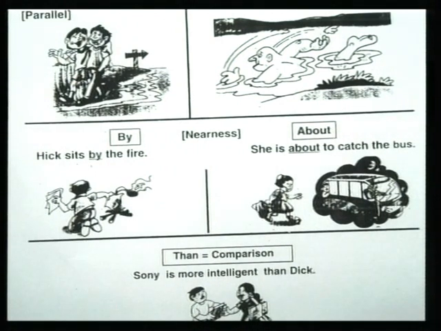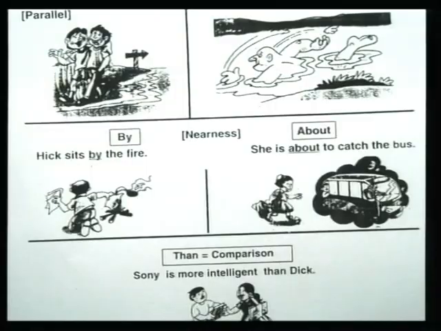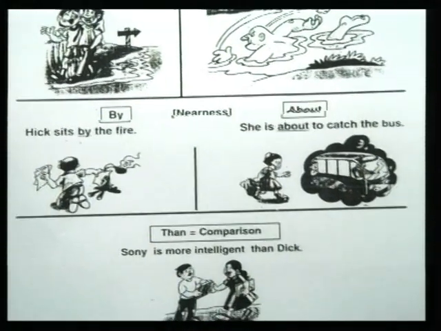The next preposition is about. She is about to catch the bus. એટલે બસની નજીક છે. હવે બસ પકડી શકે એમ છે. So she is about to catch the bus. And yes, she will catch the bus, right? So she is about to catch the bus.